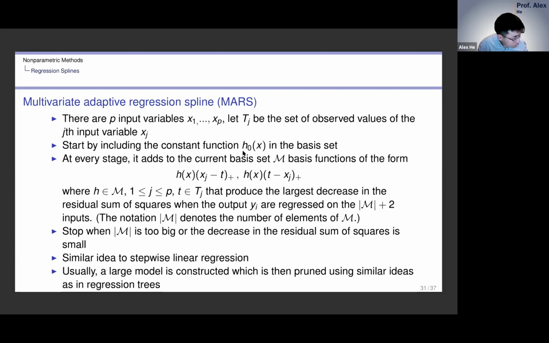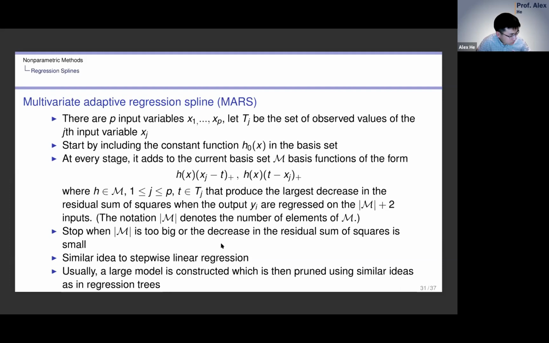So for example, you start from the constant, and the constant can be multiplied by xj minus t. And if you want a quadratic, you can just take that from the previous set and multiply it by some other check function. This will get you all of the polynomials that only apply to one region of X. At each step, you only choose the functions that minimize the MSE. And you stop when you have too many functions already in this set, or when the decrease in the MSE is very small. Okay, so that's your criteria for stopping.